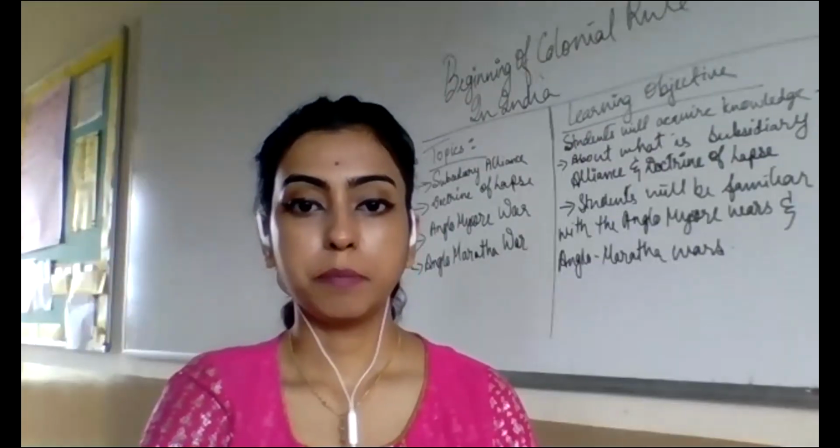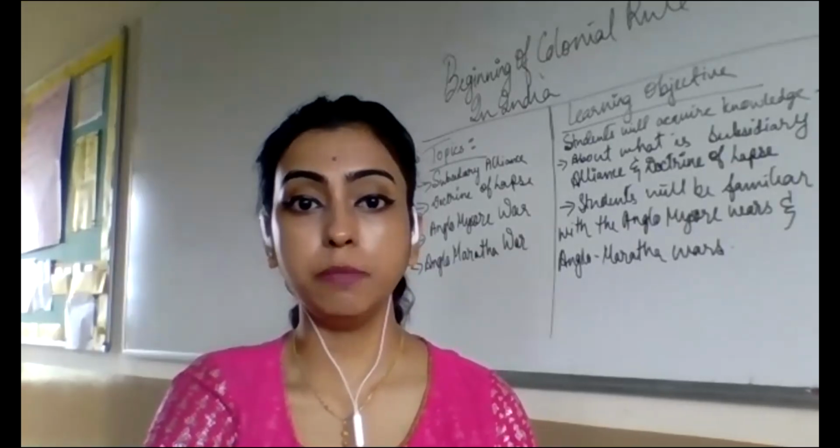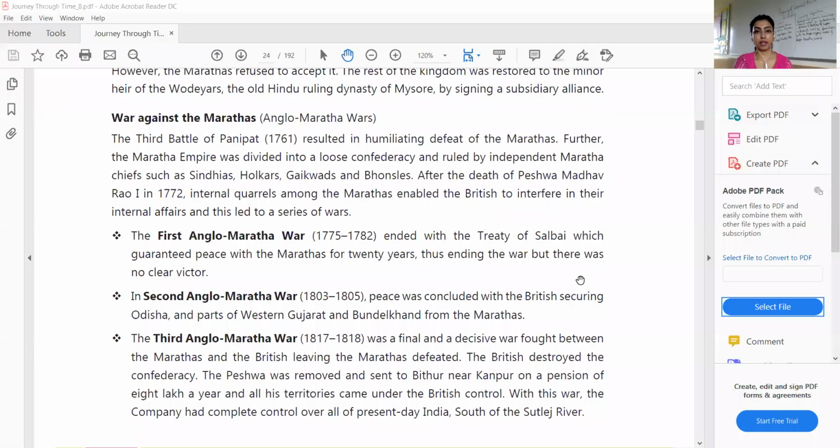All right, I just made a mistake there. The third battle of Panipat was fought between the Afghan forces of Ahmad Shah Durrani and the Maratha Empire. The Marathas got defeated in the third battle of Panipat. After that, there was internal conflict among the Maratha chiefs themselves. As there was internal conflict, the English East India Company took the chance to interfere in the internal matters of the Marathas.